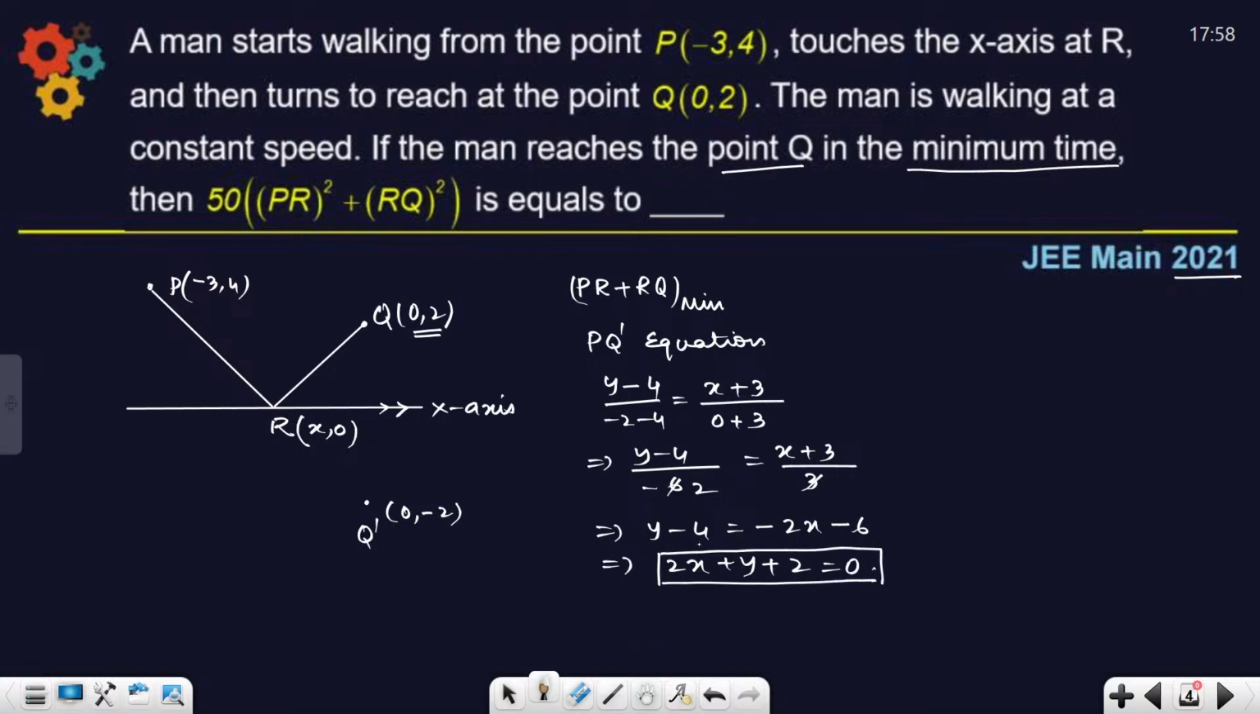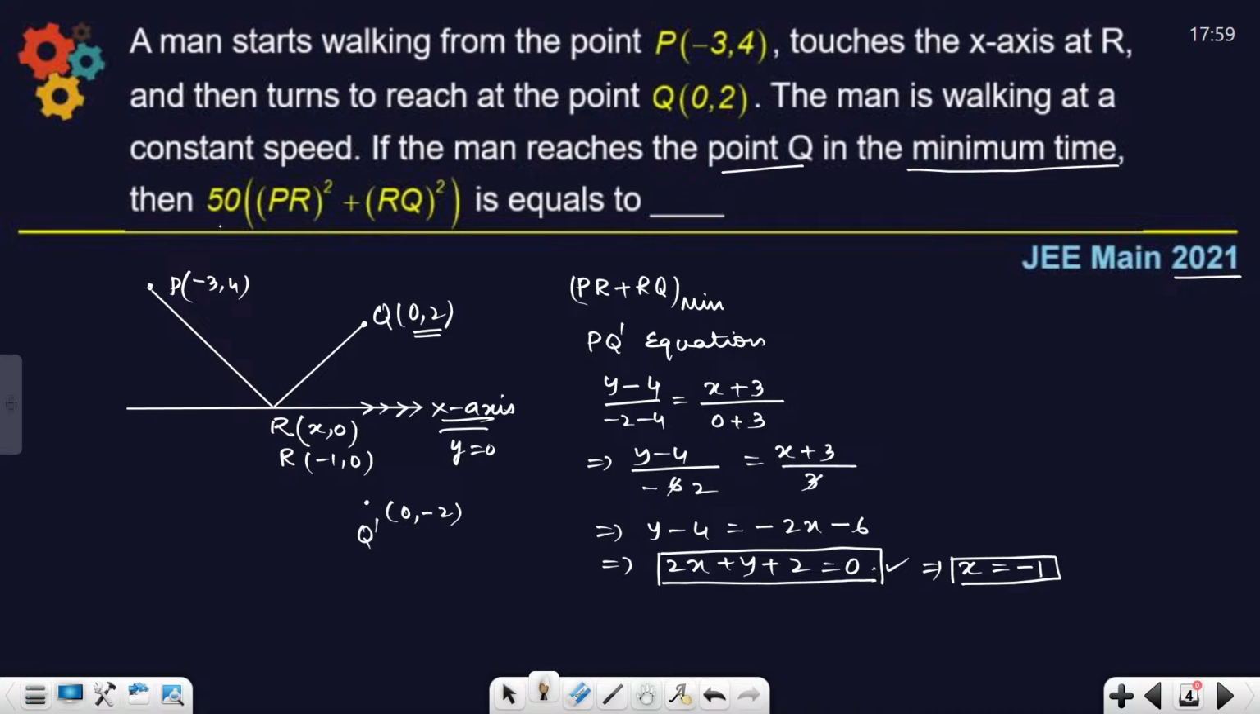Now to get the point R, all we have to do is solve this equation with the x-axis. That is the equation of this line. Now we all know that the equation of the x-axis is y = 0. So let me put y = 0 over here. So we are getting x as -1. Thus, your point R is nothing but (-1, 0). Right? Point R is (-1, 0).